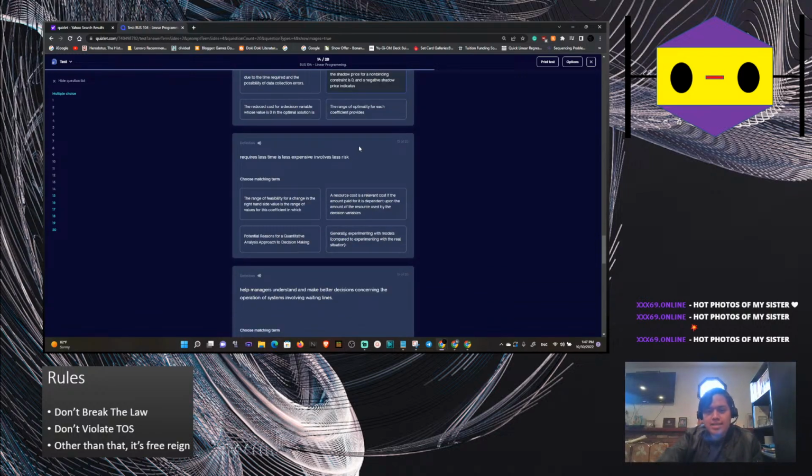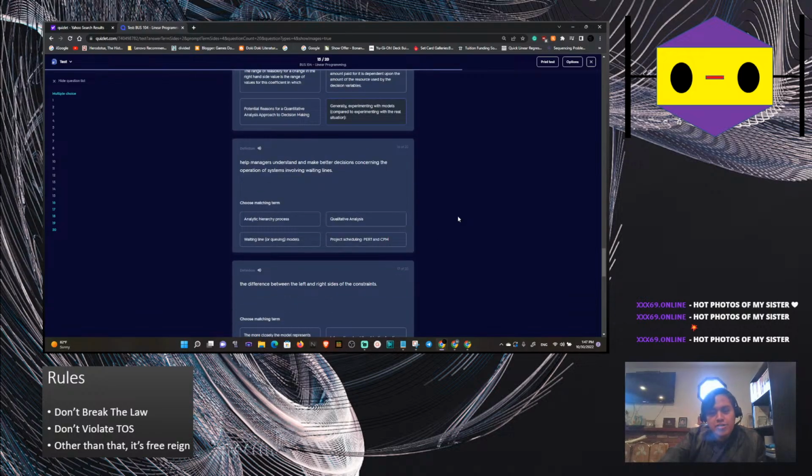Requires less time, is less expensive, involves less risk. Generally, experimenting with models compared to experimenting with the real situation requires less time, is less expensive, and involves less risk. So D. Good? Yeah, makes sense.